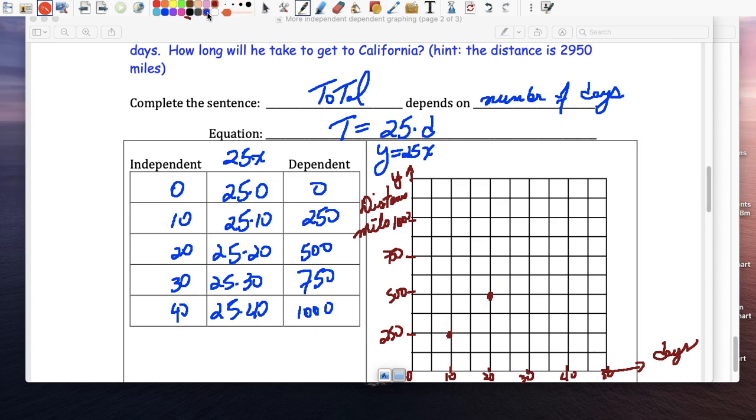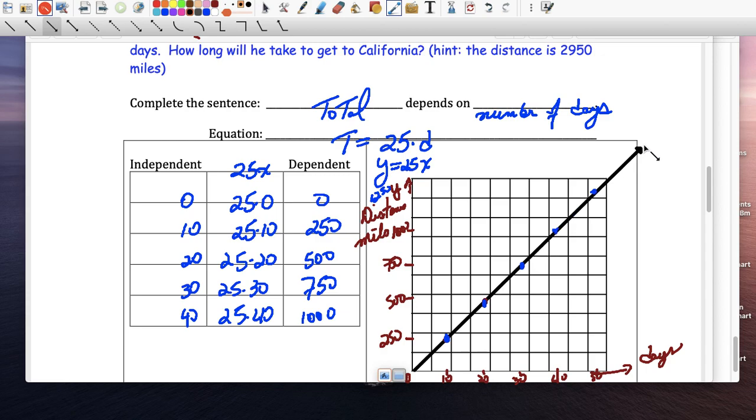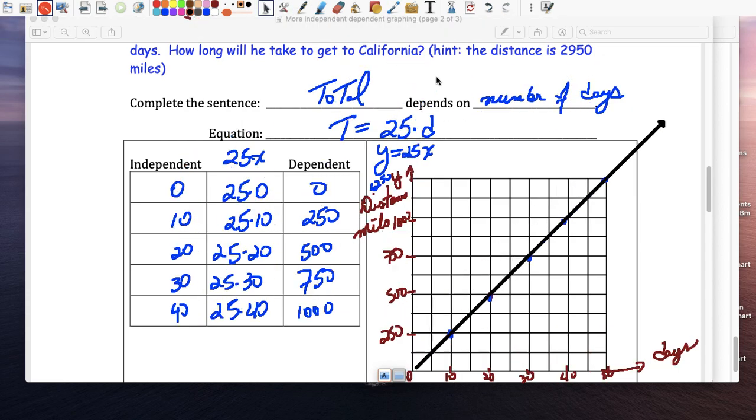Let me change colors. These are my points. 30 days he's at 750 miles. 40 days he's at 1,000 miles. 50 days he's going to be at 1,250. 1,250 over here, and so forth and so forth. We haven't answered the question, but let me just graph this relationship first.